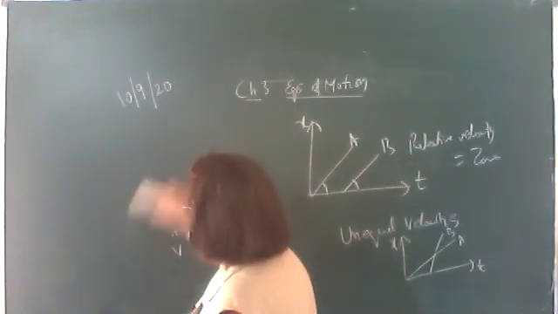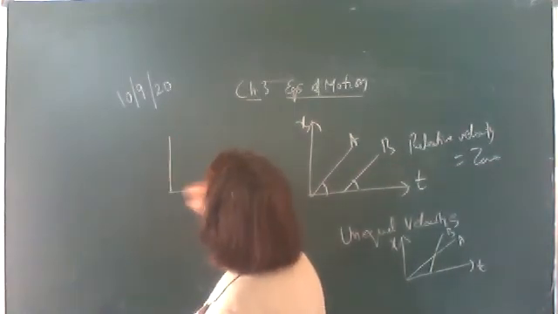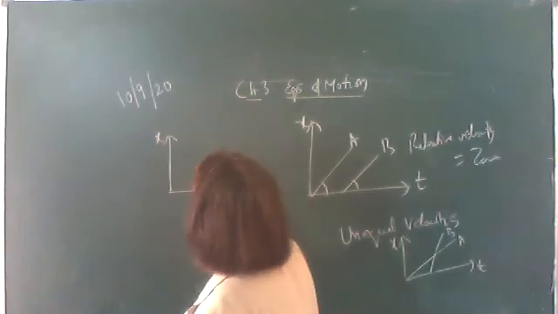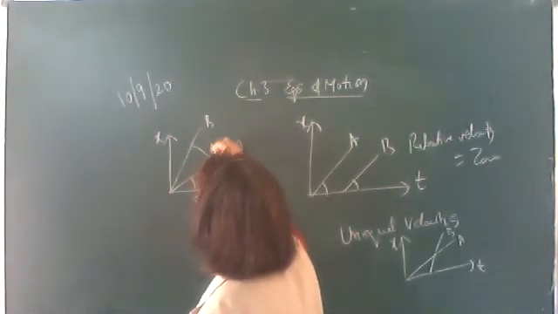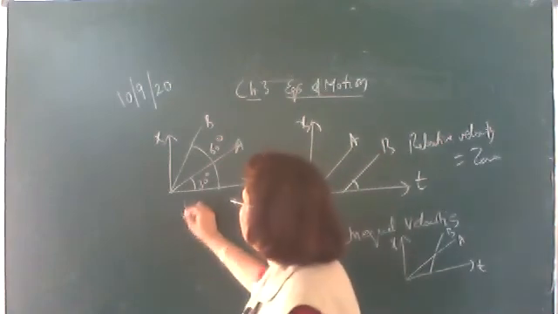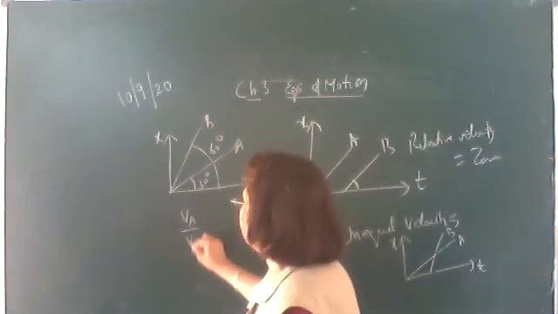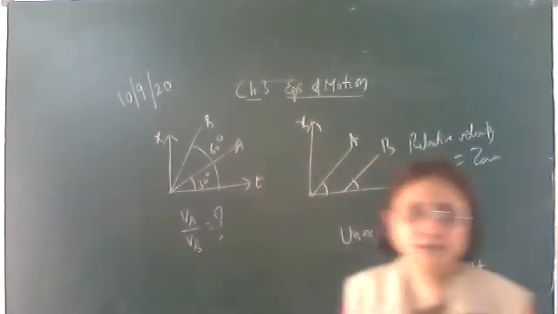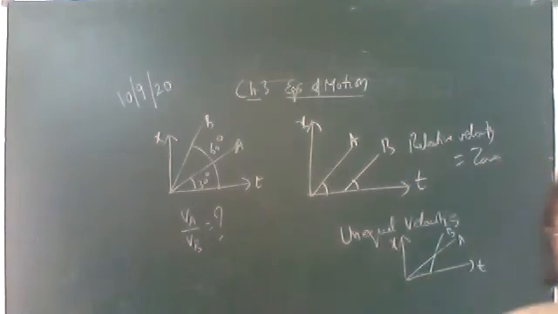Okay, write one more question. Let this be the xt graph, displacement-time graph. Body A is making an angle of 30 degrees and body B is making 60 degrees. Find the ratio of the velocity of A with respect to B, that is, find VA upon VB.